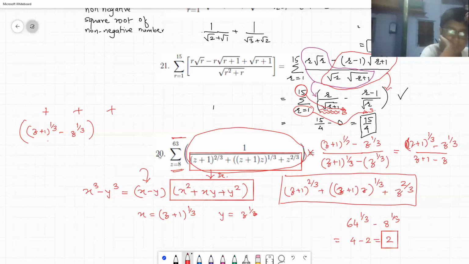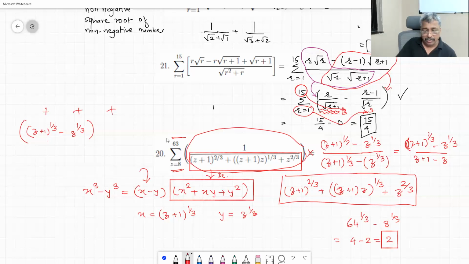Yes. Okay. So that is where we are going to stop our discussion today on telescopic sums. You will practice a lot of telescopic sums at home. If you have difficulties in those, we will discuss them in class. So I stop.